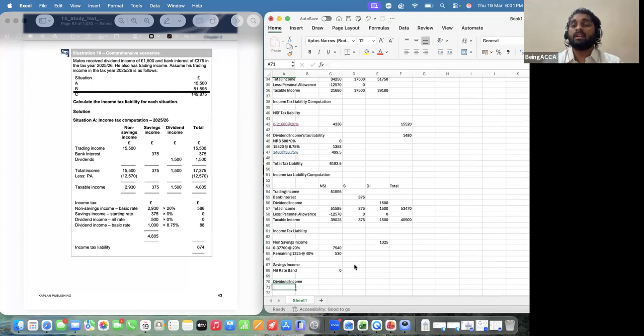Next, moving on to dividend income. Now we know that dividend income is 1500, but irrespective of the tax slab, the first 500 of dividend income is always taxed at 0%. So that is the nil rate band. Let's also take the nil rate band again.